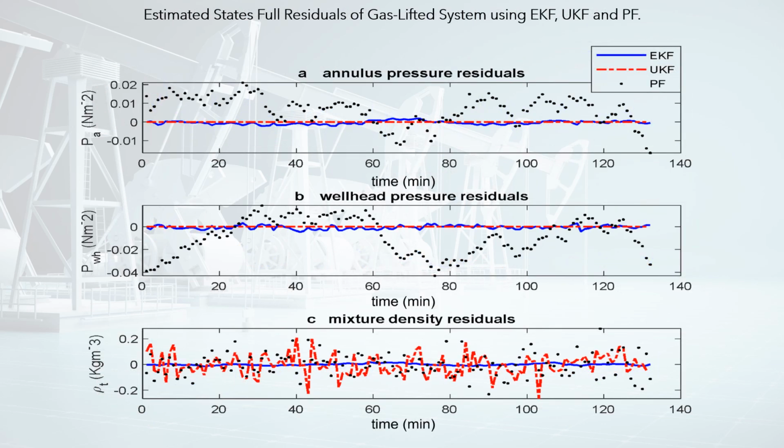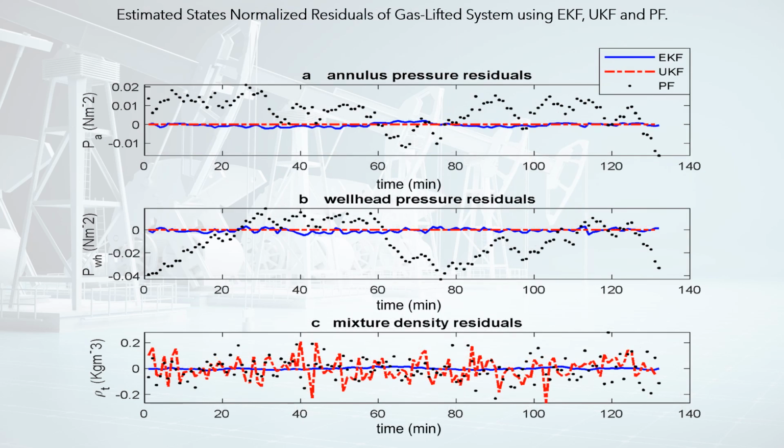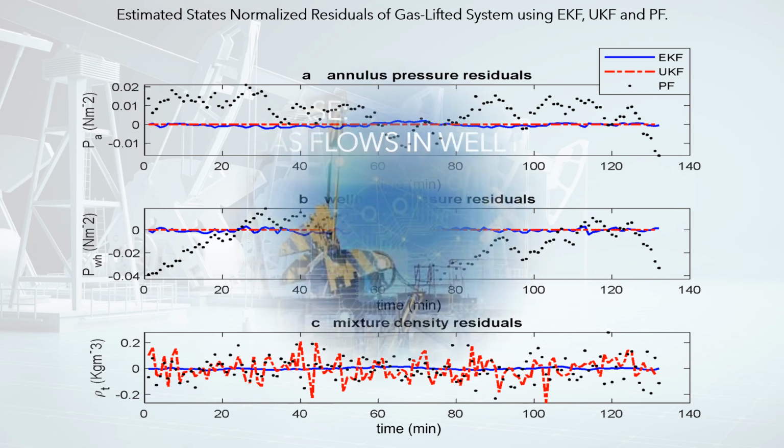Estimated states and full residuals of the gas-lifted system using EKF, UKF and PF. The residuals from estimating using PF are the poorest for the three measurements. The UKF has a smaller residual than the EKF for Pa and PWH but bigger for RT, indicating that the UKF still has the best estimation performance, by residual visualization. Standardized errors are obtained by dividing each error by the corresponding steady-state value.